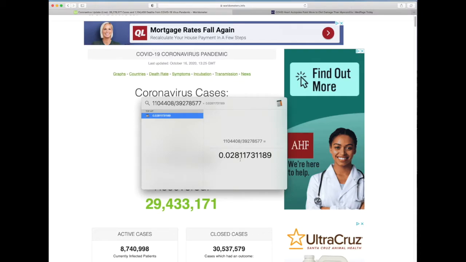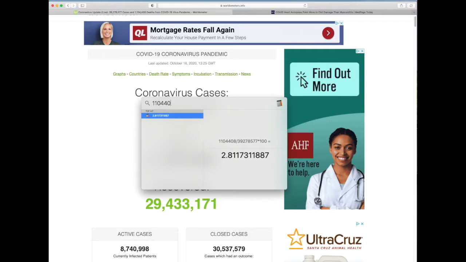So I'm just going to write that down real quick. 0.028. Now, does that mean it's 0.028%, or does that mean we have to go and now multiply this times 100 to get 2.8% death? But that's, of course, not even the closed case death rate, you know. That's just the death rate of the people who are dead divided by all the people who have had and currently have COVID.